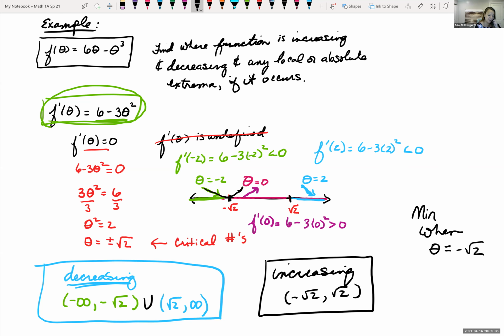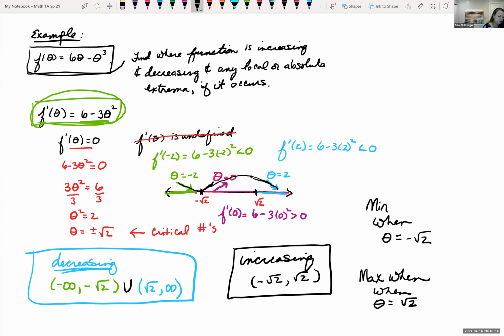I don't know if that's an absolute max or an absolute min, but we can talk about this in a minute. And if I'm increasing between -√2 and positive √2 and then decreasing, notice that this right here is a max. So I have a max when theta is equal to √2. Okay, so to find those max and min values, I need to plug that into my original function.